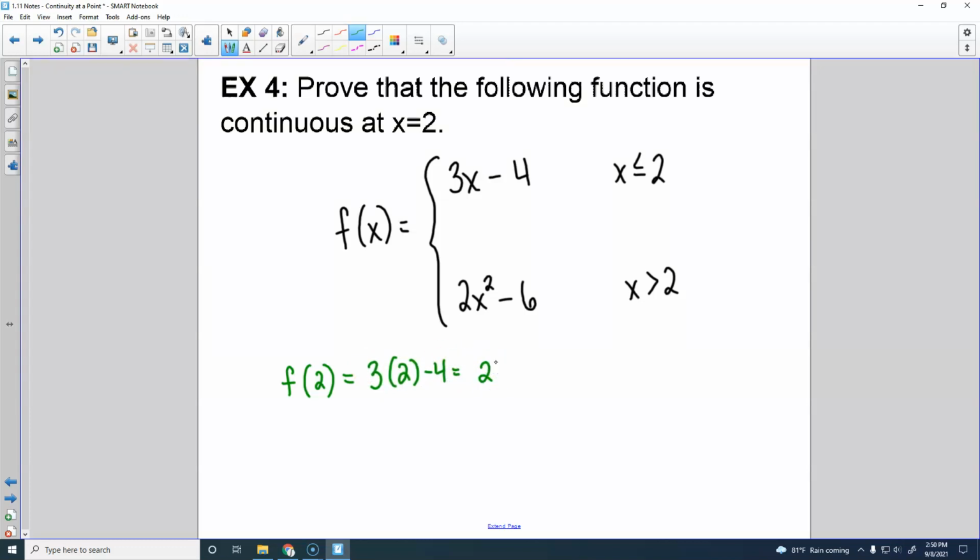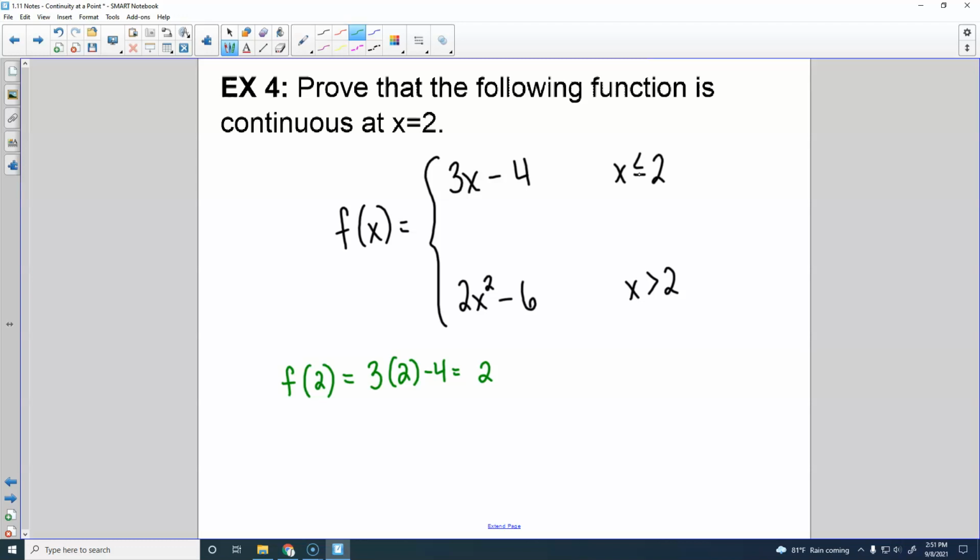Wait, I know the closed circle, but why did you choose that? Whenever we're finding f of 2, we're finding the value of that function. So it's not the limit, it's the value. So we have to use wherever we have that closed circle. Yeah. All right, now we need to know the limit as x approaches 2.